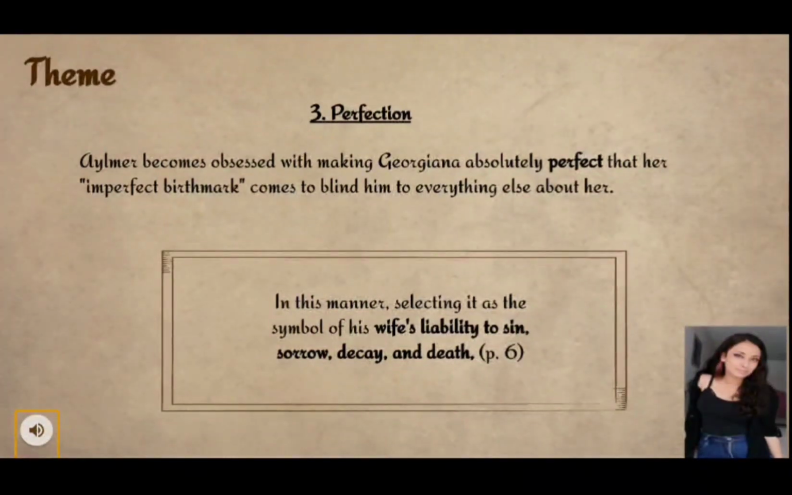The third one is perfection. Aylmer becomes obsessed with making Georgiana absolutely perfect, so that her imperfect birthmark comes to blind him to everything else about her, as we can notice in the following quote. In this manner, selecting it as the symbol of his wife's liability to sin, sorrow, decay, and death.